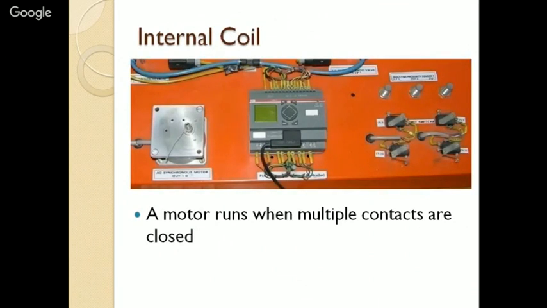Next is internal coil. Internal coil or internal relay. So what is this? So it says a motor. Now the problem is a motor runs when multiple contacts are closed. That is more than one, maybe 2, 3, 4, 5, 6, 10.